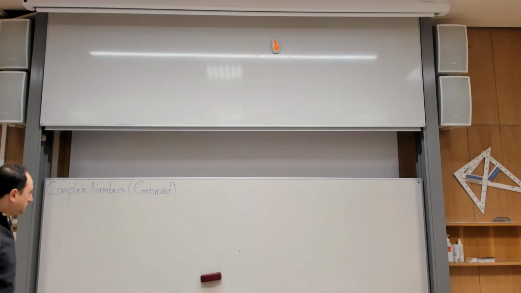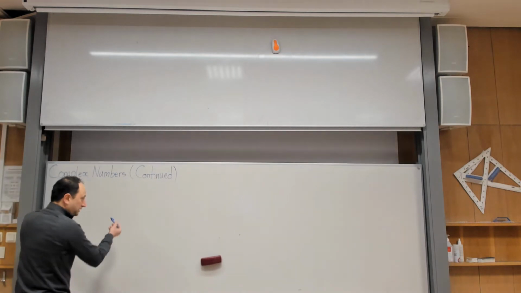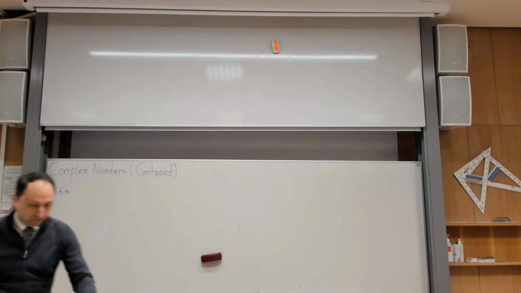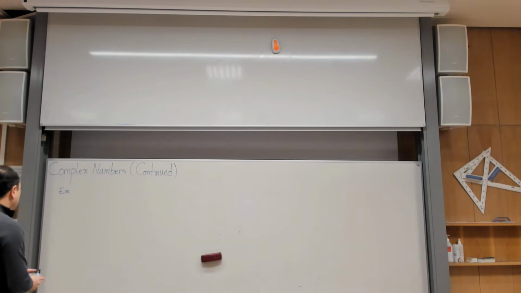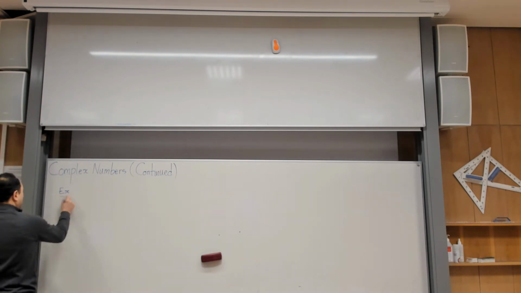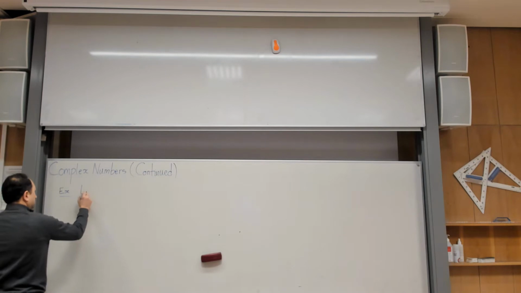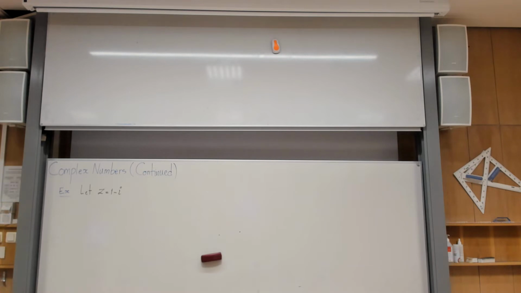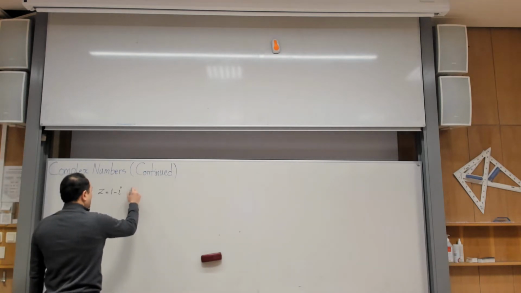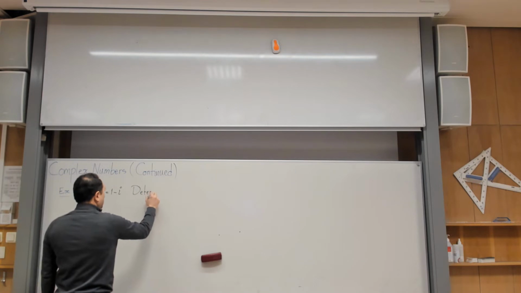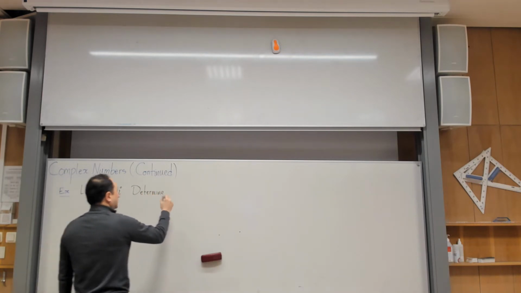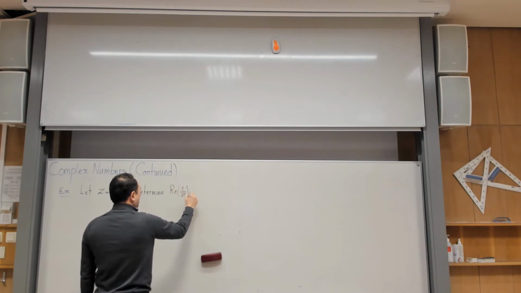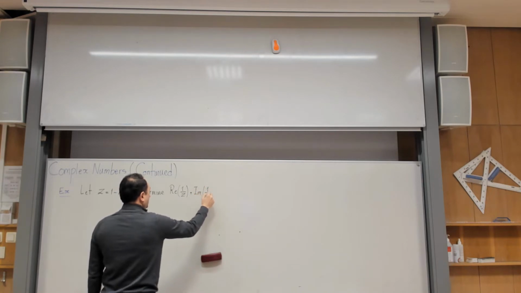So let me start with a simple example first. By the way, this example is a standard example. So, example. Let z be 1 minus I, the complex number 1 minus I. Determine the real part of 1 over z plus the imaginary part of 1 over z.